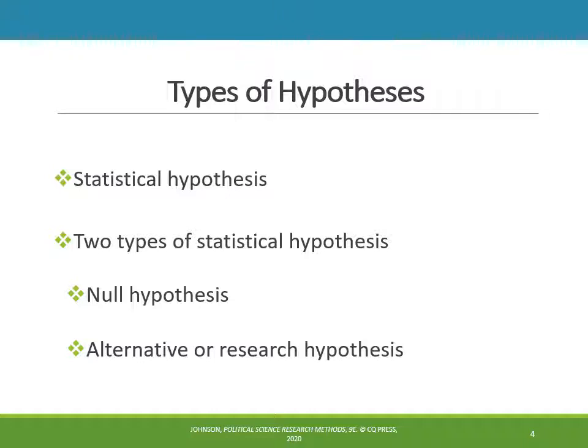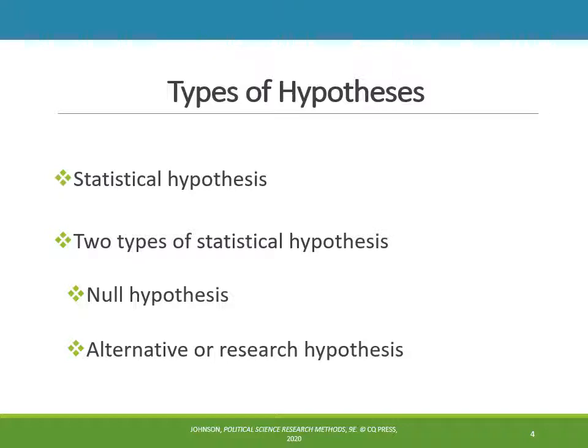There are two types of statistical hypotheses that you can have, and that's the null hypothesis or the alternative or research hypothesis. Your text uses the phrase research hypothesis a lot, but I'm more comfortable with using the phrase alternative hypothesis because that's just the way that I was trained as far as statistics is concerned. But they both mean the same thing.